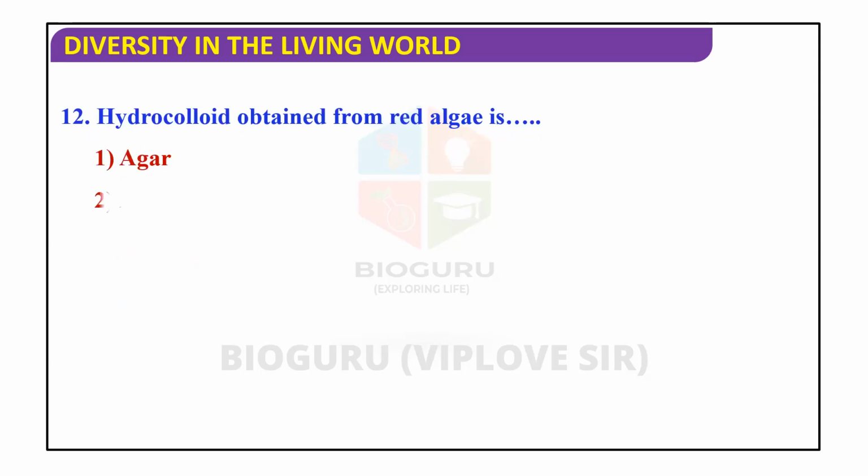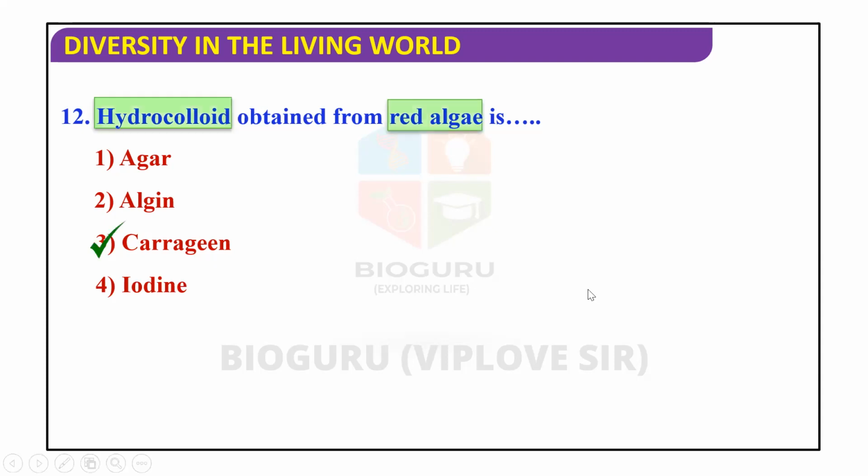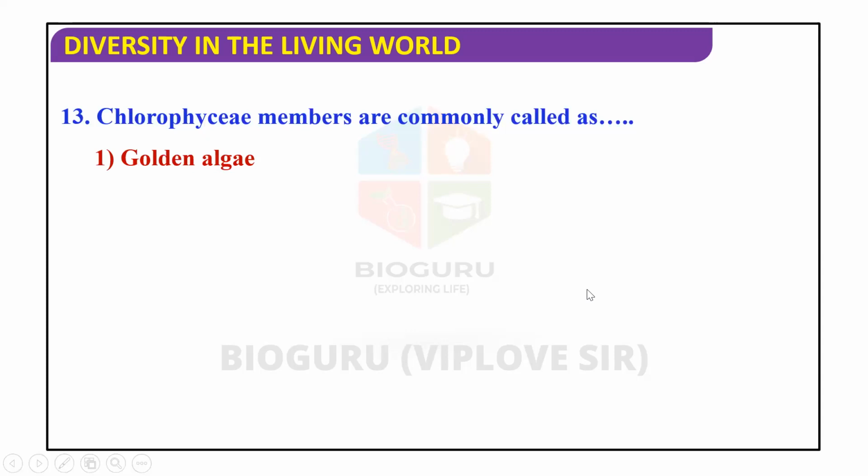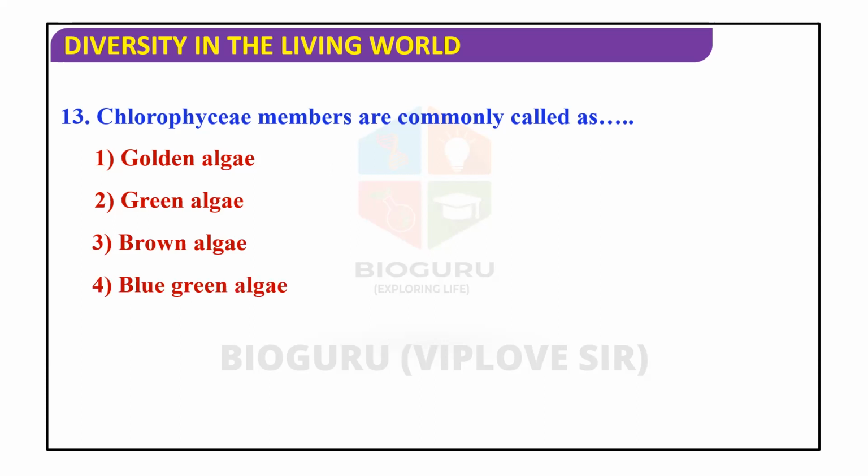Hydrocolloid obtained from red algae is agar, algin, carrageen, or iodine. Think about it. Yes, good. The answer is carrageen. That's good. Chlorophyceae members are commonly called as... you have studied the classification of algae: Chlorophyceae, Phaeophyceae, Rhodophyceae. So Chlorophyceae members are commonly called as golden algae, green algae, brown algae, or blue-green algae. Yes, it is green algae.